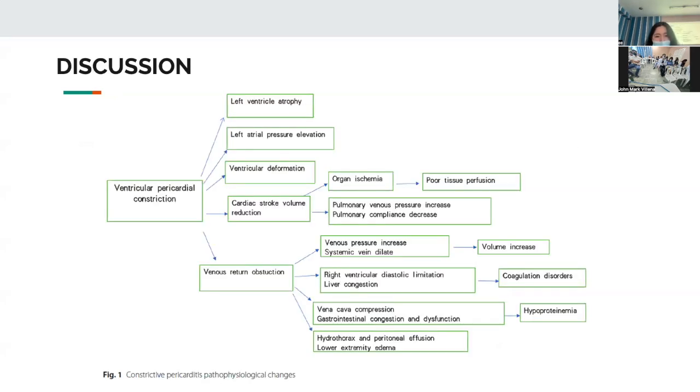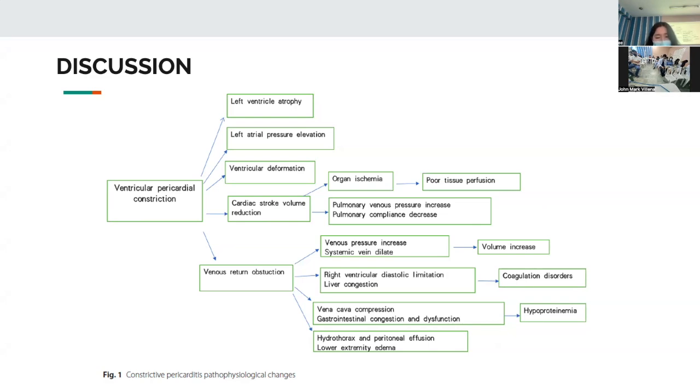So for the discussion, constrictive pericarditis is characterized by the pathologic changes of the pericardium that occur over time with chronic inflammation, pericardial fibrosis, calcification, and stiffening leave the heart unable to fully expand and fill, resulting in ventricular constriction. So these pathophysiologic changes in diastolic filling lead to right heart failure and systemic congestion. So patients often present with lower extremity edema, poor exercise tolerance, and hypoproteinemia.